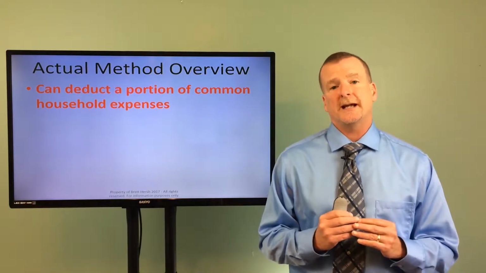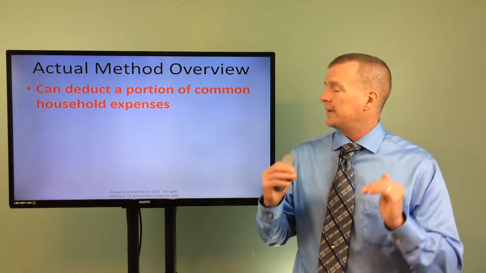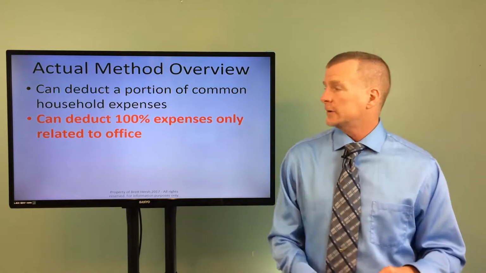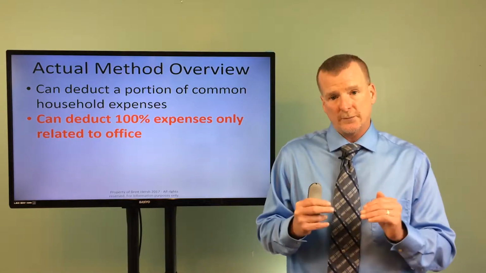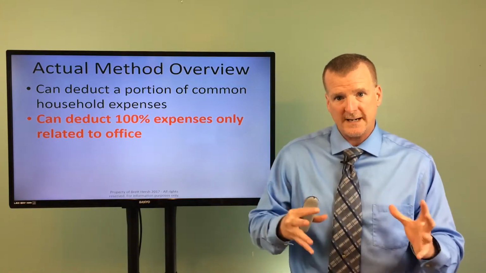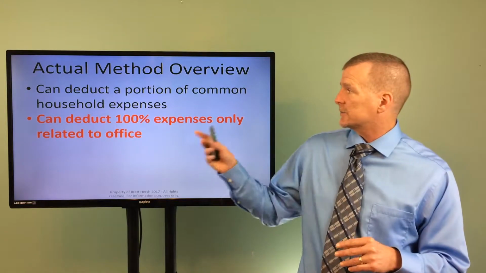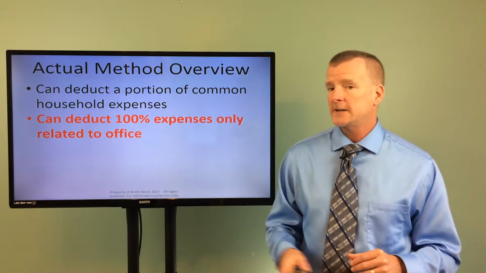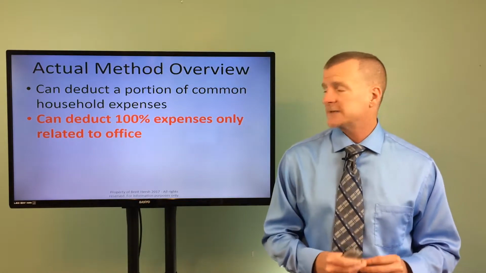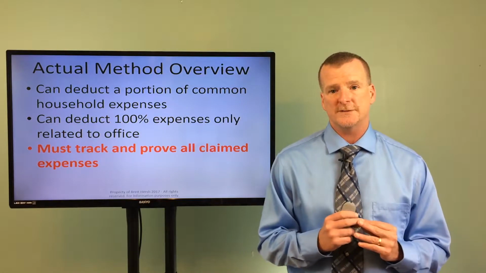Now, what it's going to allow you to do, using the actual cost method, is deduct a portion of common household expenses. You can also deduct 100% of expenses that are directly related to your home office area. So it's pretty cool. You can deduct a percentage of your common household expenses based on square footage. We'll go over that in a bit. And you can also deduct 100% of expenses only related to the home office.